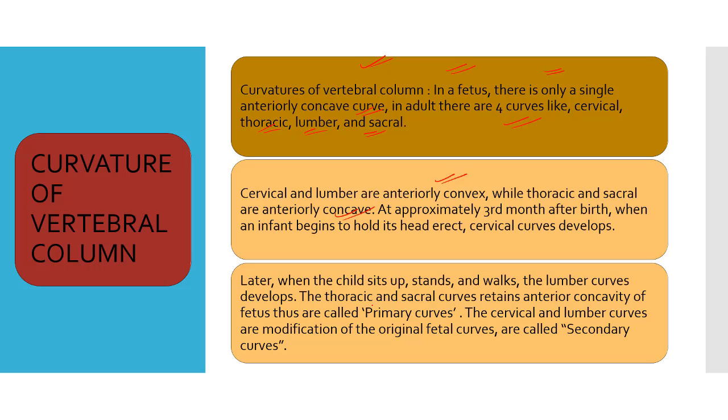They are called primary curves. The cervical and lumbar curves are modifications of the original fetal curves. They are known as secondary curves. So primary curves are found in the thoracic and sacral regions, while the cervical and lumbar have secondary curves.